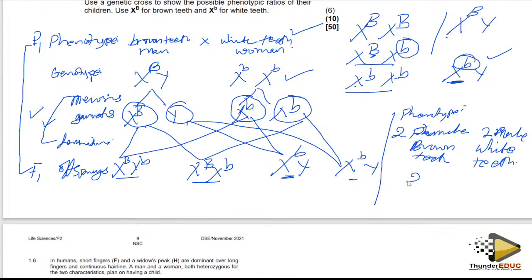They want a genotypic ratio 2 to 2. But if you leave it like that, we cross. You have to simplify it. Divide by 2, divide by 2, say 1 to 1. So that is the correct answer. Here we give you a tick.